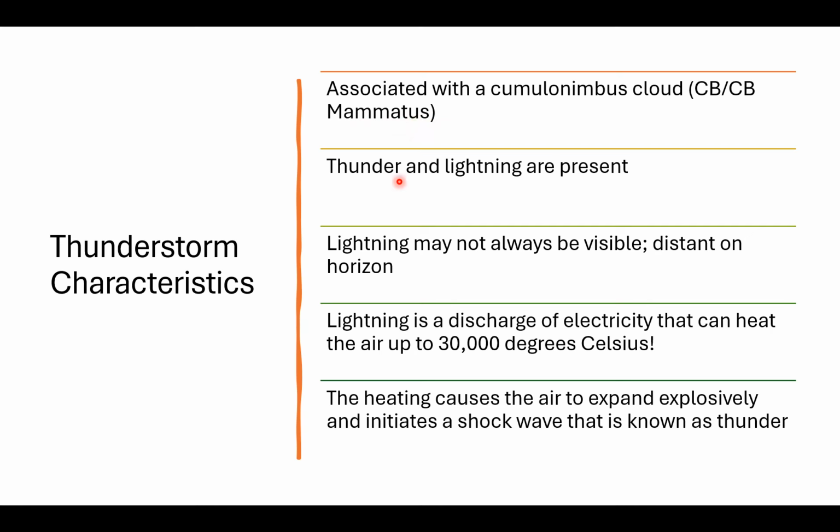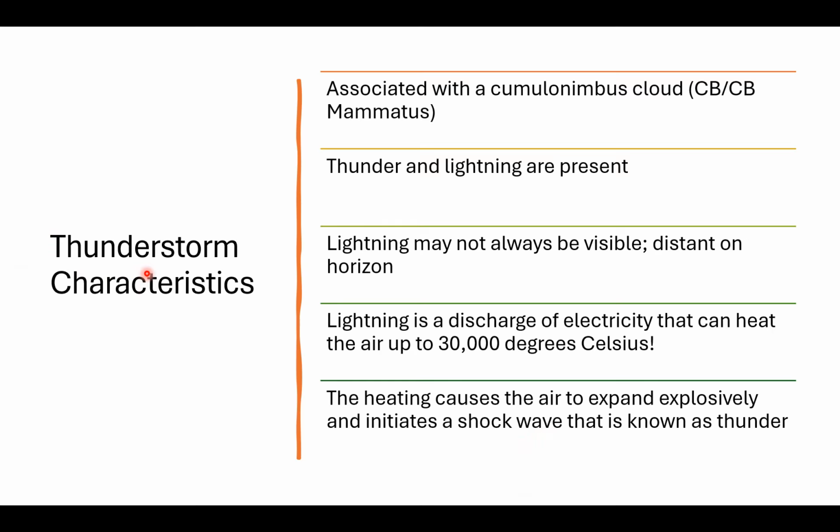With thunderstorms also, of course, you get the thunder and the lightning that are present. Lightning may not always be visible. You might actually hear thunder on the distant horizon. You also may see that lightning on the distant horizon, or hear a low, muffled sound of thunder. The lightning is just simply a discharge of electricity, by the way, that can heat the air. Look at this, 30,000 degrees Celsius. Lightning can heat the air up to that level. That's just incredible. This is a very rapid heating process in the atmosphere, and it causes the air to expand explosively, and that initiates the shock wave that we commonly hear as thunder.